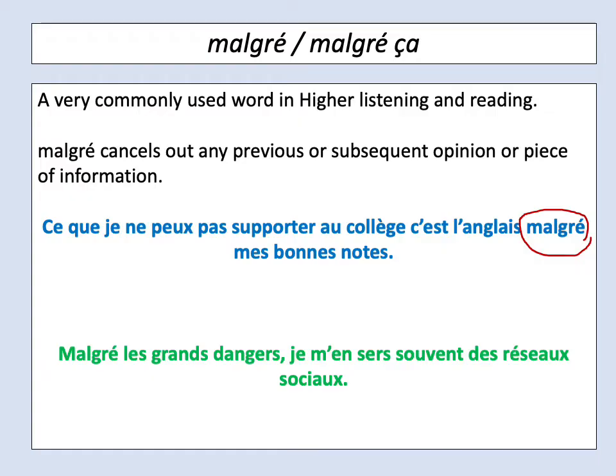This second option is from technology. This one, the malgré, comes at the beginning. This happens quite commonly as well. So malgré les grands dangers, so in spite of big dangers or major dangers, je m'en sers souvent des réseaux sociaux. So in spite of the dangers, I make use of social media very often. So this is putting in, again, a double-edged thing, that this person understands that there are some negative aspects to it, but in spite of that, they still choose to use social media for whatever reason.